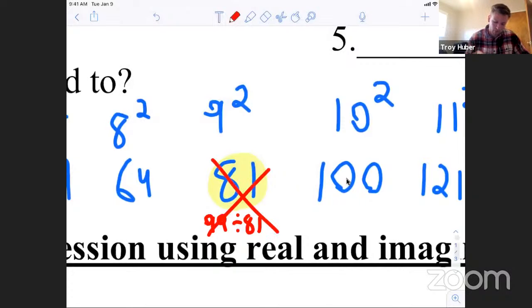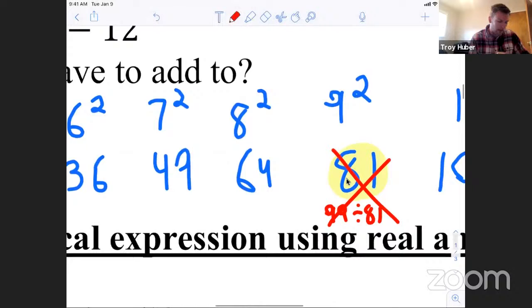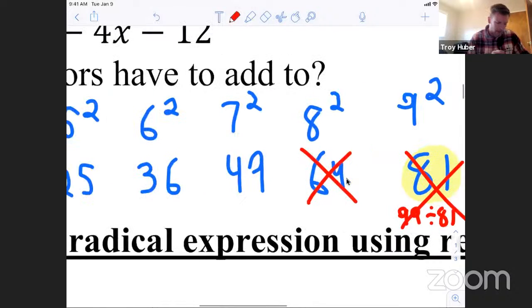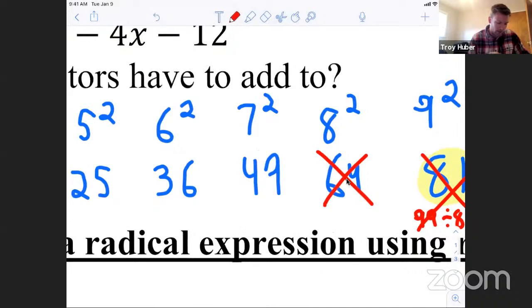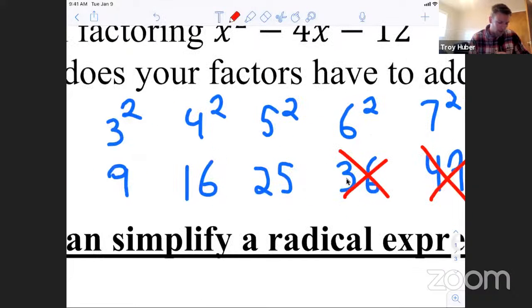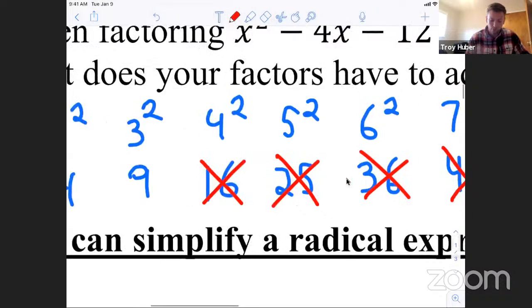Nope, that doesn't work. What about 99 divided by 64? Nope. 99 divided by 49? Nope. 99 divided by 36? Nope. 99 divided by 25? Nope. 99 divided by 16? Still no. 99 divided by 9. Ooh, we found one.